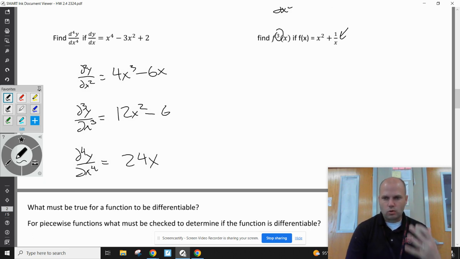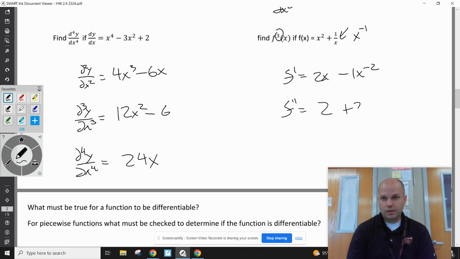Don't have to use the quotient rule here. 1 over x, x to the negative first. The first derivative will be 2x minus 1x to the negative second. I'm not going to simplify this because I'm going to be taking the derivative again. 2 plus 2x to the negative third. Negative 2 comes down, subtract 1. Third derivative, this guy goes away. This one goes negative 6x to the negative fourth.